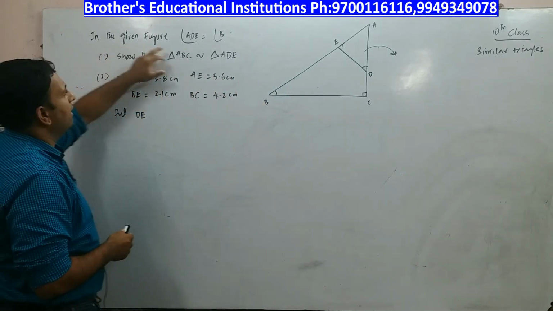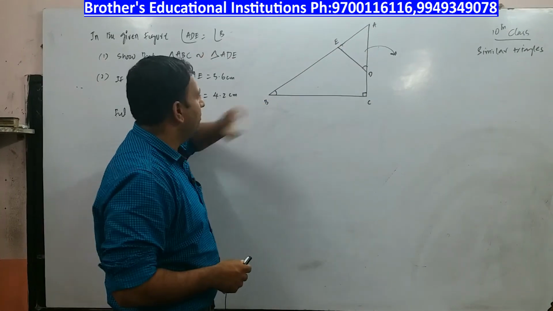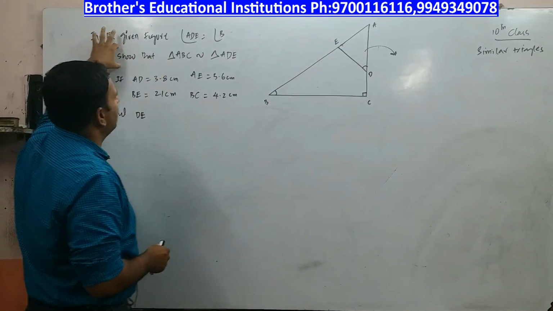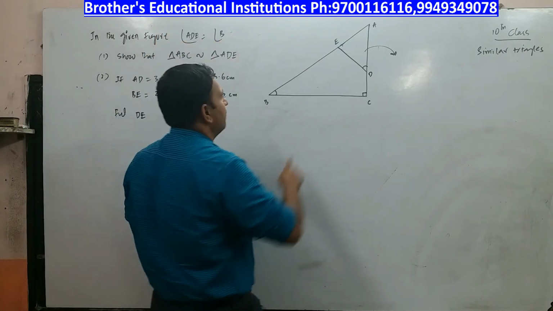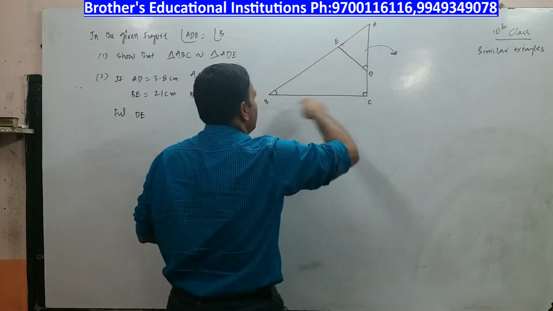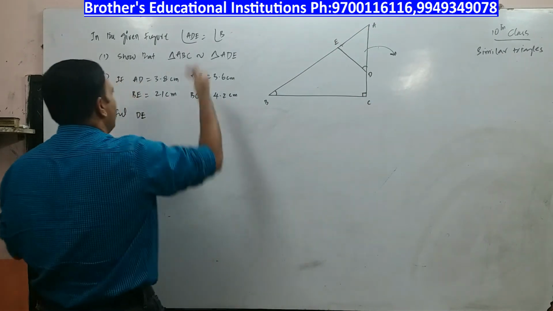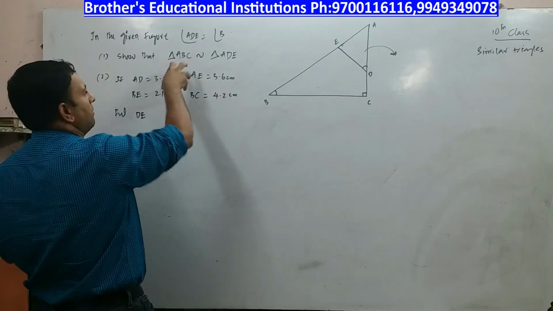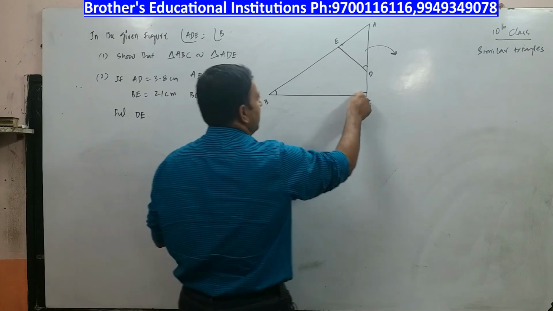In the given figure, angle ADE is equal to angle B, given. Show that triangle ABC is similar to triangle ADE. First job is to show that triangle ABC is similar to triangle ADE. And then, with these values given, I have to find the unknown quantity DE. Here it is mentioned as 90 degrees.